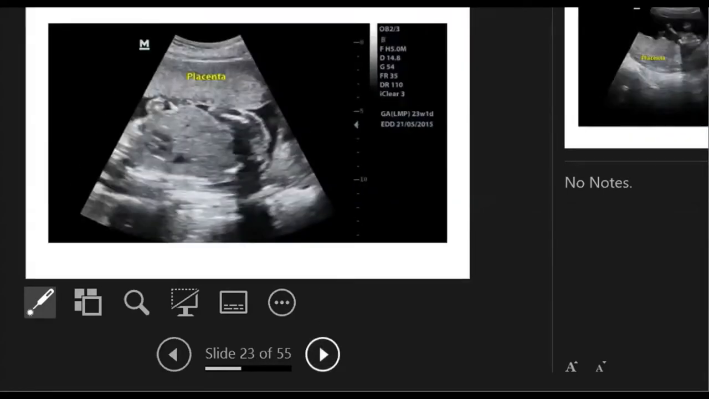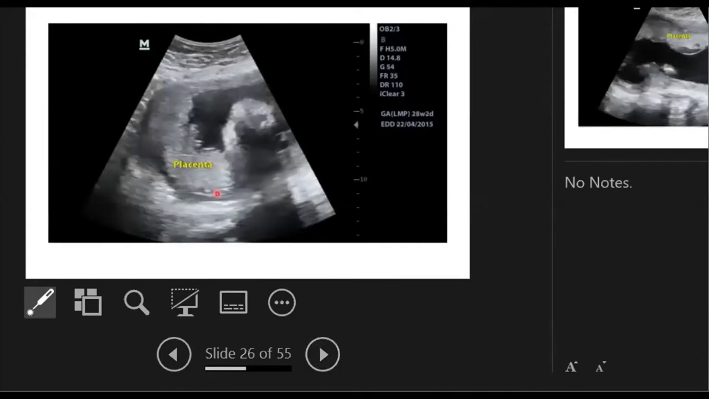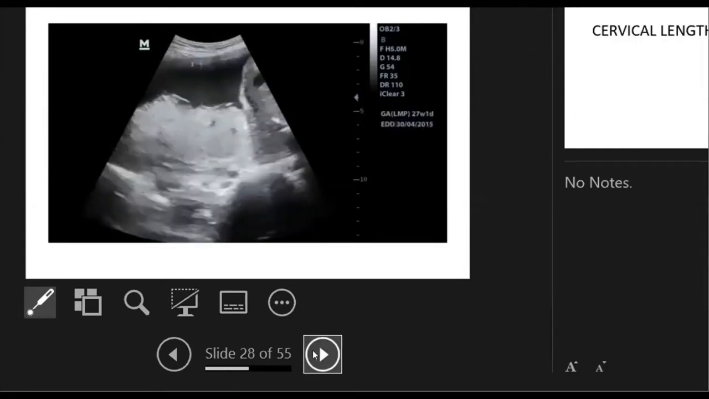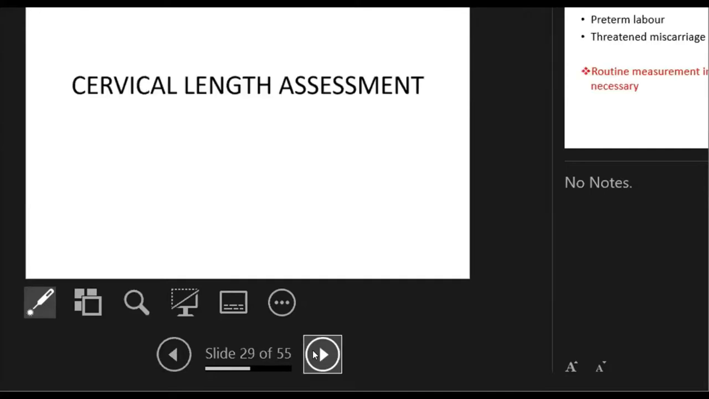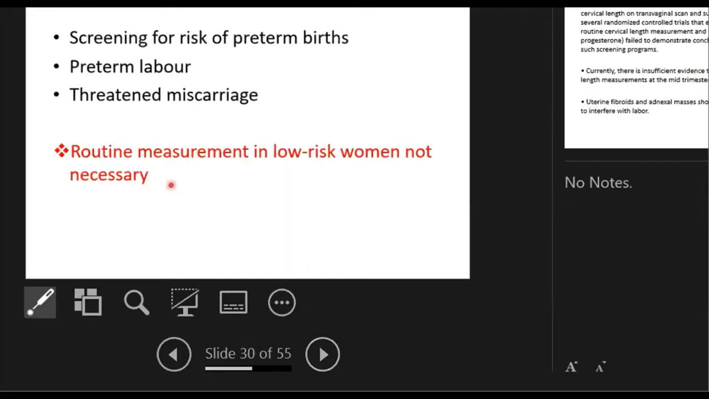In this case, the placenta is where? It's in the anterior segment. And this one is a fundal placenta. Are we together? This is the placental mass. It's in the fundal region. This one is anterior, posterior, and we move on to the next lecture, which is cervical length assessment.